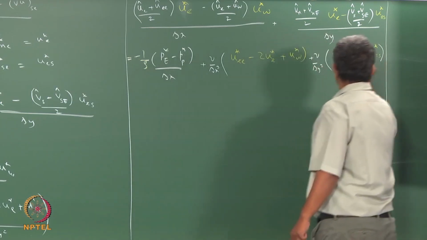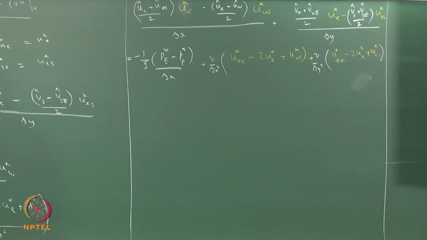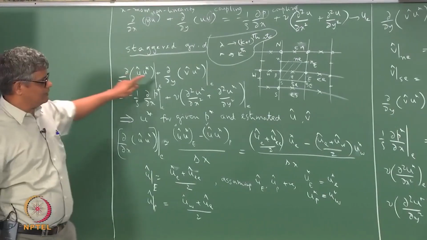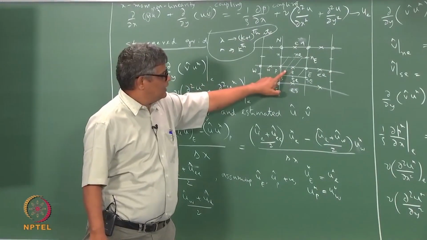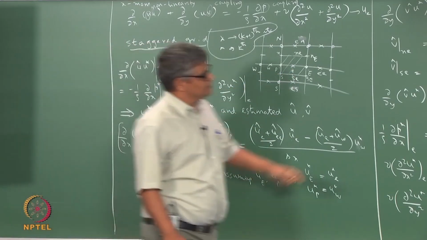There is no equal to 0. So this is the discretized equation of this partial differential equation for a cell which is centered around small e. Okay. So now let us look at this.